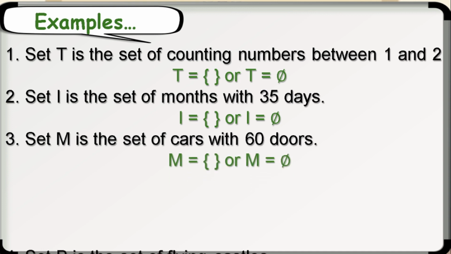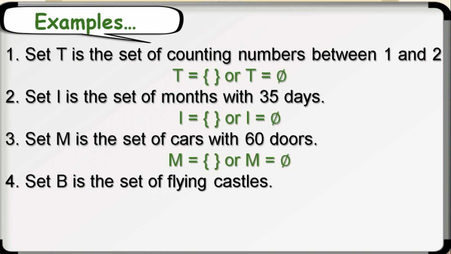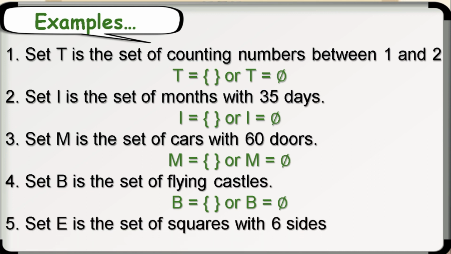Example number 4, set B is the set of flying castles. This example is impossible. Maybe in fairy tales but not in real-life situations. So, set B is a null set. And lastly, number 5, set E is the set of squares with 6 sides. As we all know, a square has only 4 sides. The shape with 6 sides is called a hexagon.